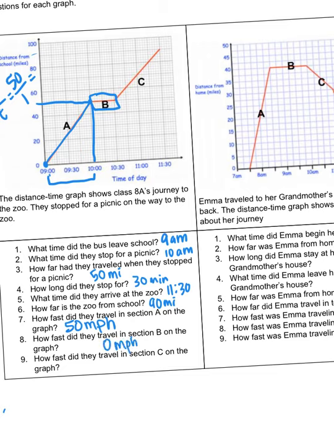How fast did they travel in section C? First of all, what is their distance here? They're going from 50 to 90. What's the difference there? 90 minus 50? 40. So we know our distance is 40, and how long did it take them? 10:30 to 11:30. That's how many hours? 1 hour. So that's 40 miles per hour, right?